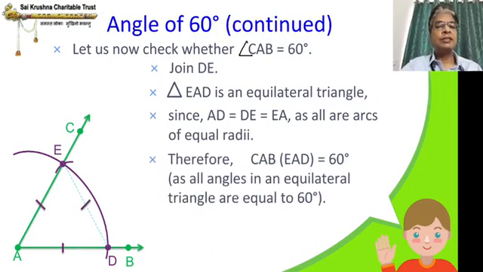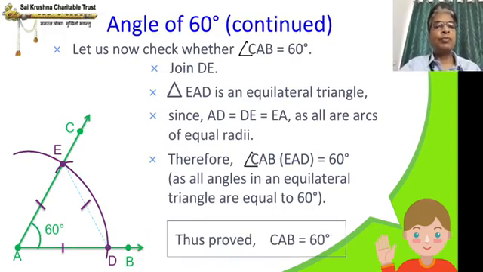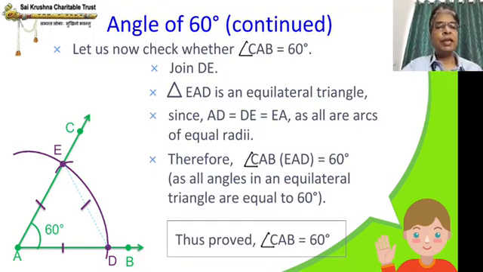Therefore, angle CAB, within bracket EAD, because we want CAB, but we have proved EAD as an equilateral triangle, is equal to 60 degrees. I am marking 60 degrees also. So thus we have proved angle CAB equals 60 degrees. So very simple, 3 steps of drawing and only one proof, that is only the equilateral triangle we have proved, and we are able to construct the 60 degree angle.